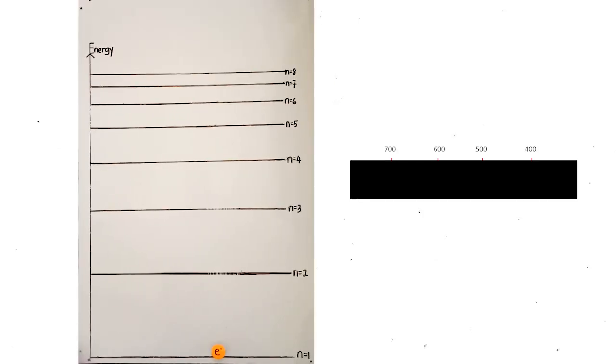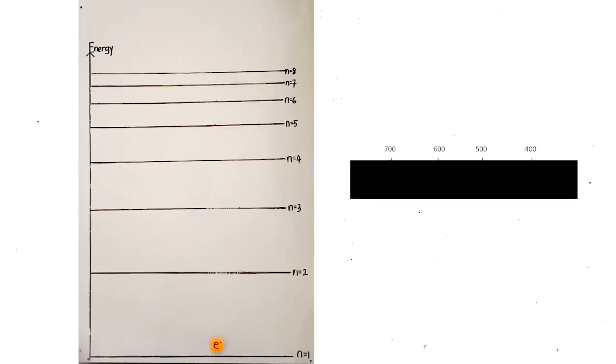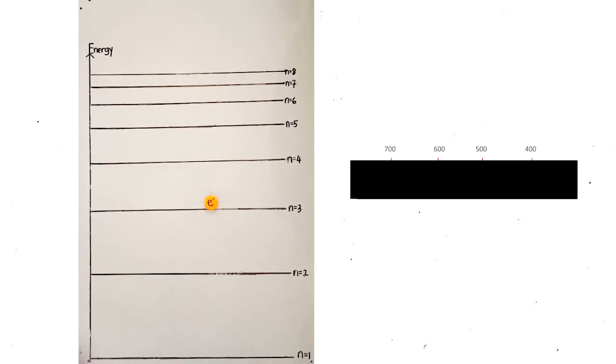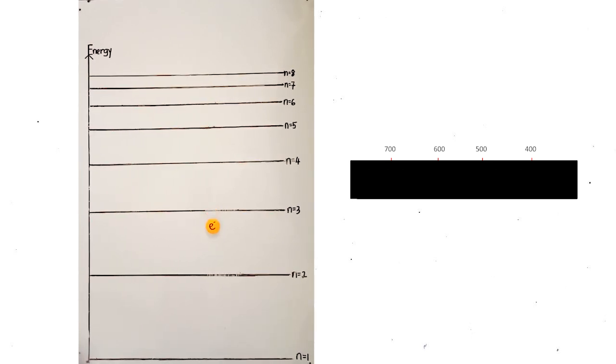At ground state, n equals 1, electron absorbs energy and moves to higher energy level n equals 3. At n equals 3, electron is unstable and will fall back to lower energy level n equals 2 by emitting photon of red light wavelength and giving red discrete line on line spectrum.